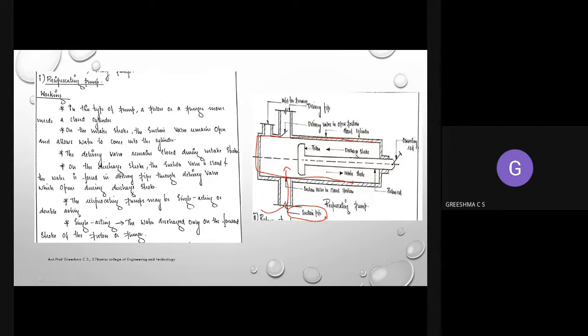This is the delivery valve. As you see, this is the delivery pipe, and this delivery valve will remain closed.